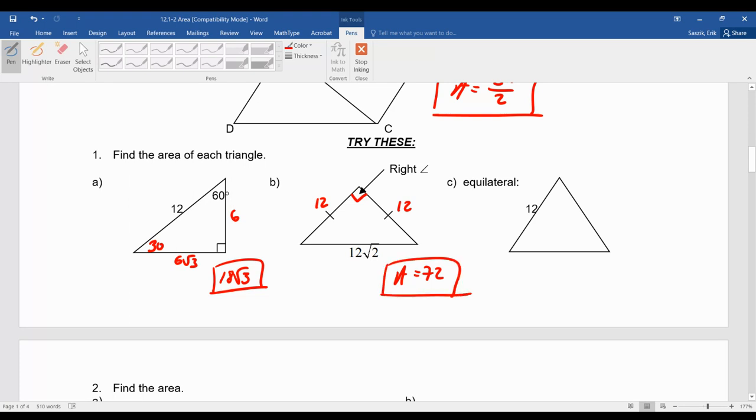Now, you're going to have to sometimes, but remember, any side of the triangle could be the base. A triangle has 3 bases, has 3 heights. Use whatever is most convenient.